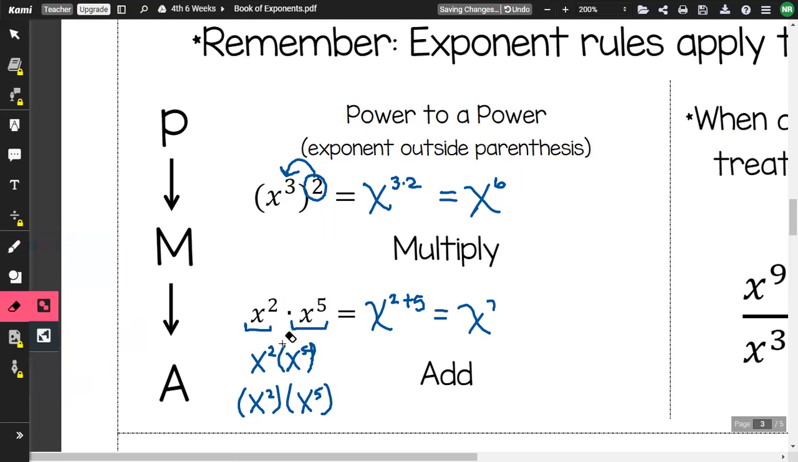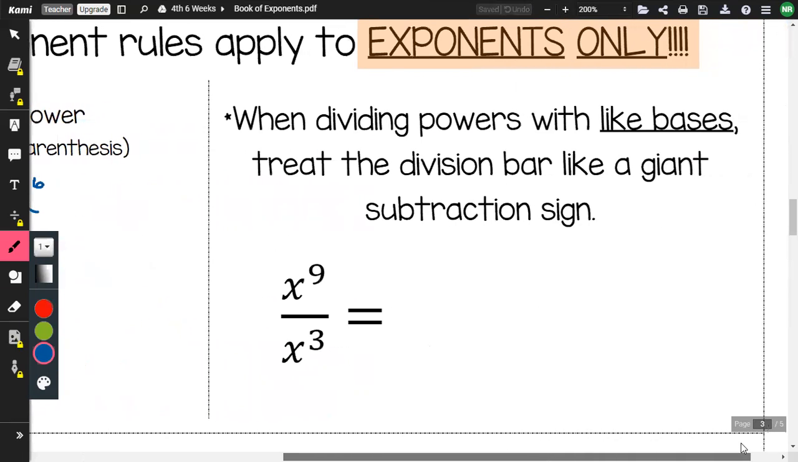Make that prettier. Okay. Doesn't matter if it's in parentheses or not. These still represent multiplication.